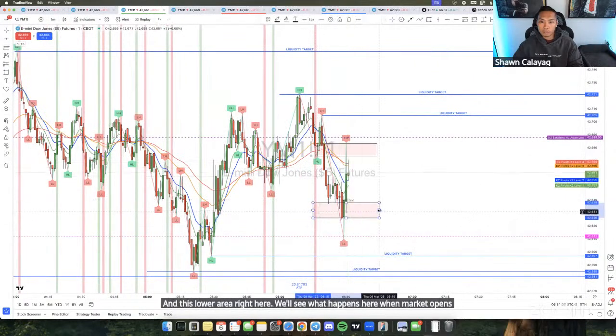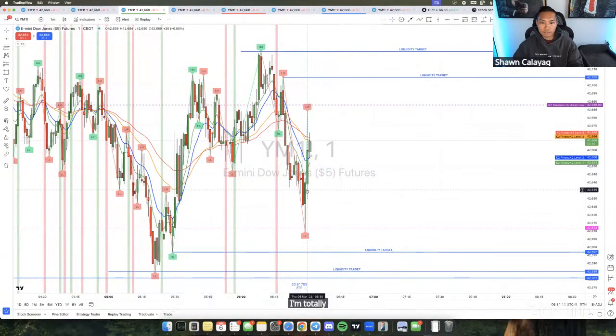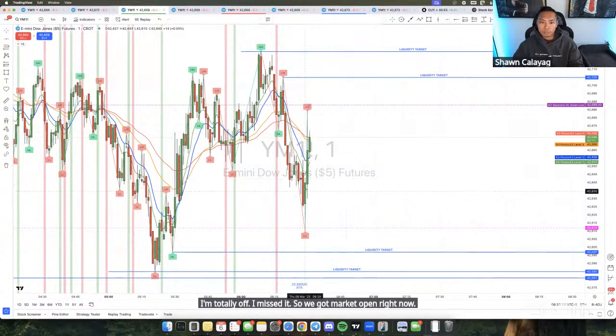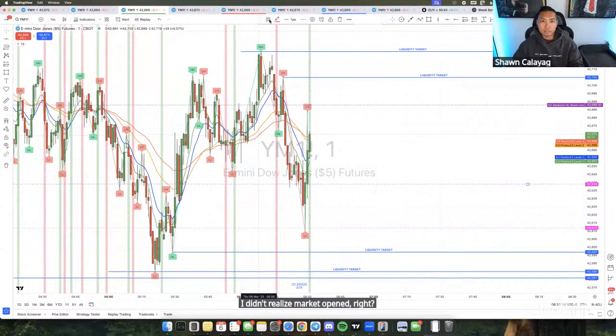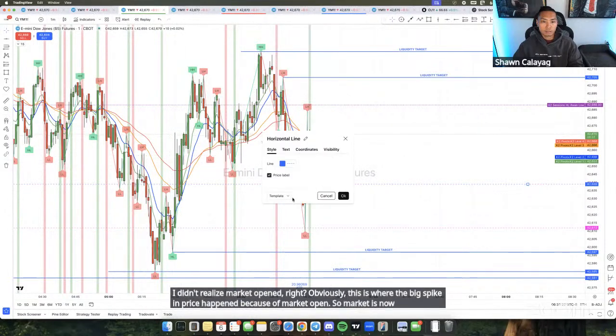Actually, market already opened up. Sorry, guys, I'm totally off. I missed it. So we've got market open right now. I didn't realize market had opened already. Obviously, this is where the big spike in price happened because of market open. So market is now open right here.